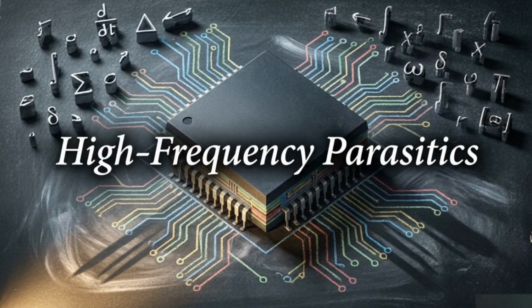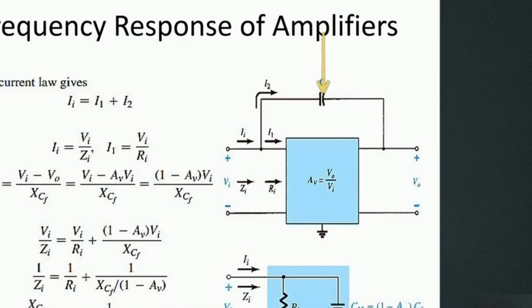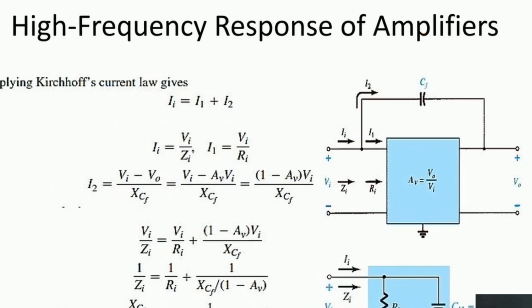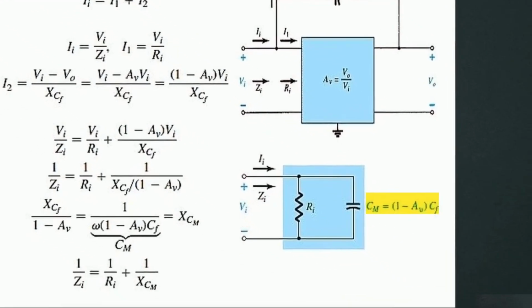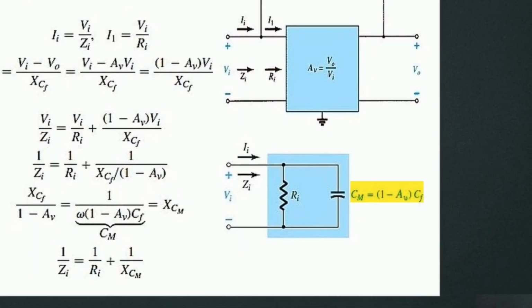The most severe impact comes from something known as the Miller effect. On this amplifier block, note feedback capacitance C sub F. Applying Kirchhoff's law, we sum the input currents. By substituting output voltage with internal gain times input voltage and grouping terms, we get the Miller input capacitance, feedback capacitance multiplied by 1 minus the gain.